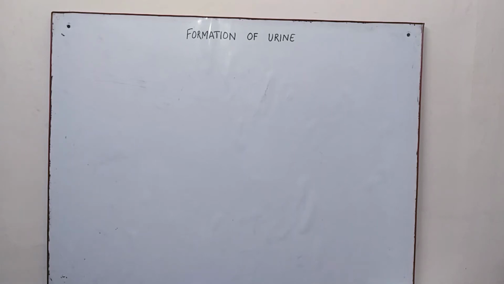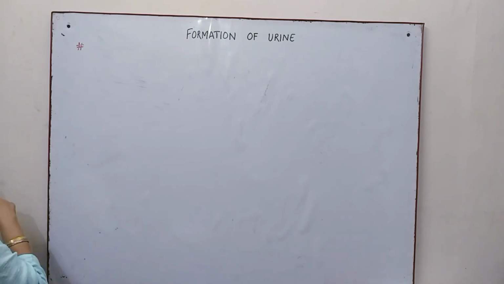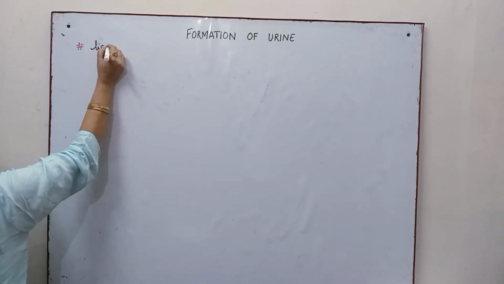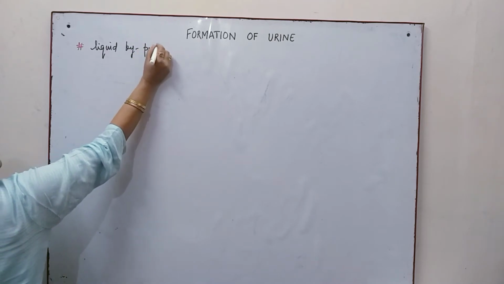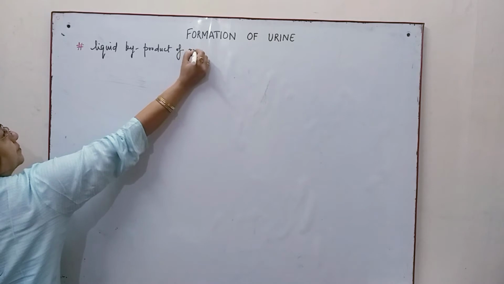In this video, we'll be talking about urine, the process of formation of urine. Urine is actually a liquid byproduct of metabolism. So if we see urine, it is a liquid byproduct of metabolism.